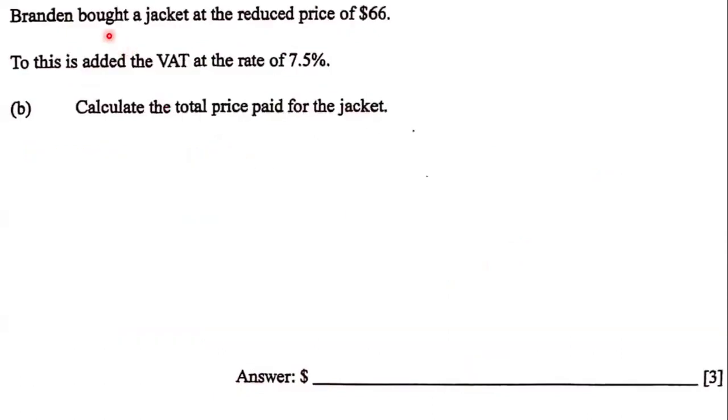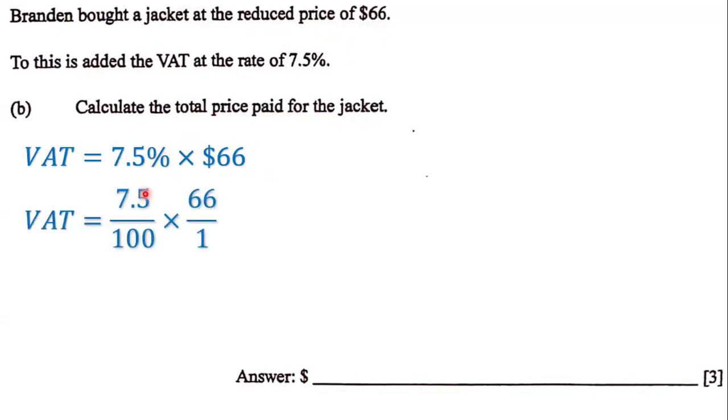It says Brandon bought a jacket at the reduced price of $66. To this is added the VAT at the rate of 7.5%. Calculate the total price paid for the jacket. First, let us determine the amount of the VAT. Now, the VAT is going to be 7.5% of $66, which is the reduced price. And so we're going to take 7.5%, express it as a fraction. That's going to be 7.5 all over 100.